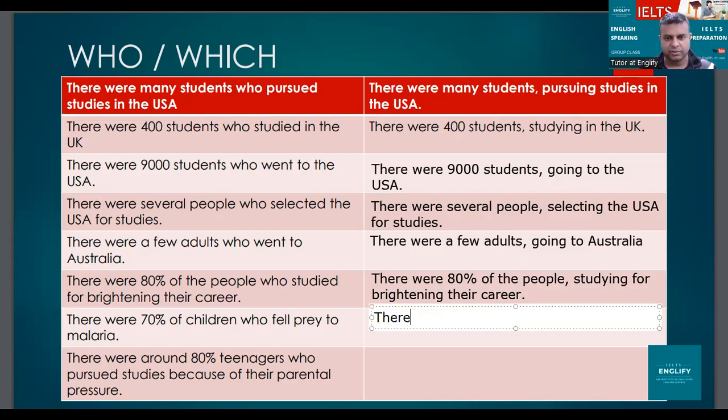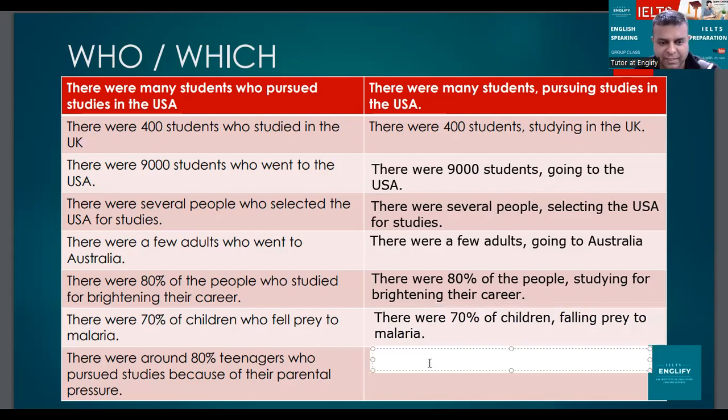Now the next, so there were 70% of children, so, comma, fall, right? Is the first form of fell. So falling prey to malaria, full stop. And the last sentence is coming here. So there were around 80% of teenagers who pursued studies because of their parental pressure. So what you can say, there were around 80% of teenagers, comma, pursuing studies because of their parental pressure. I hope these are all clear to you all.